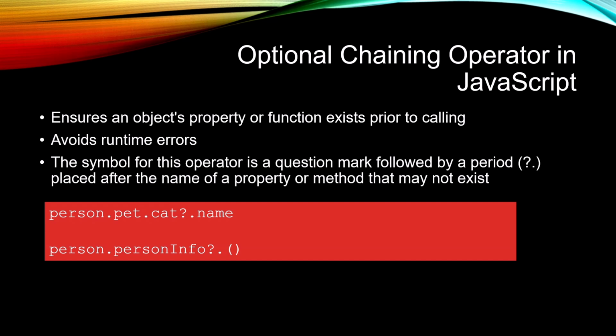So I've got a couple of examples here. Person.pet.cat. If we don't think cat is going to exist, use the question mark period, and then it'll stop there if it doesn't find cat, and it'll just report an undefined. It won't error. Same thing with a method. If I've got a person info method that I think may or may not be there, question mark dot afterwards, and then open close parenthesis. If it's there, it'll return whatever that method is going to return. But if it's not there, it'll return undefined.